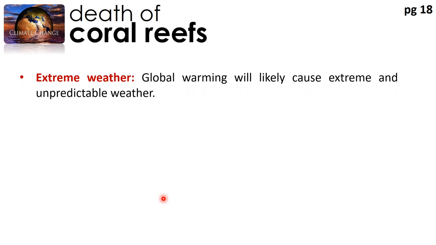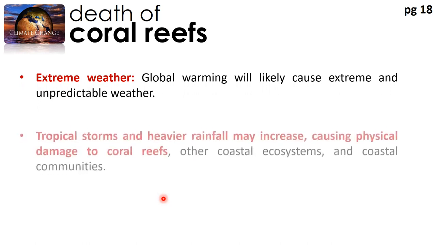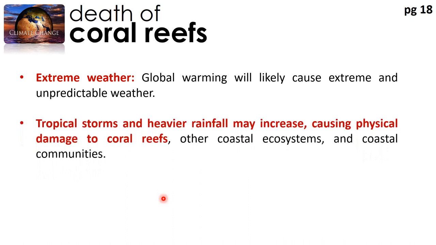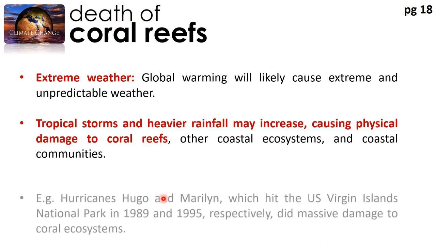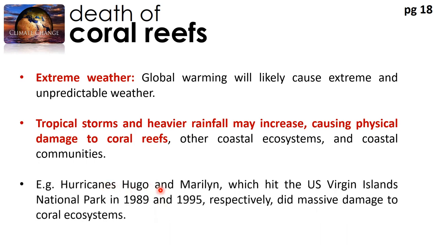Finally, you know that global warming will increase the incidence of extreme weather events, and so tropical storms and heavier rainfalls may increase, and this may cause more physical damage to the coral reefs. Okay, and so this will also lead other coastal ecosystems and coastal communities to be affected as well. For example, Hurricanes Hugo and Marilyn, which hit the US Virgin Islands National Park in 1989 and in 1995, respectively, did massive damage to the coral ecosystems.